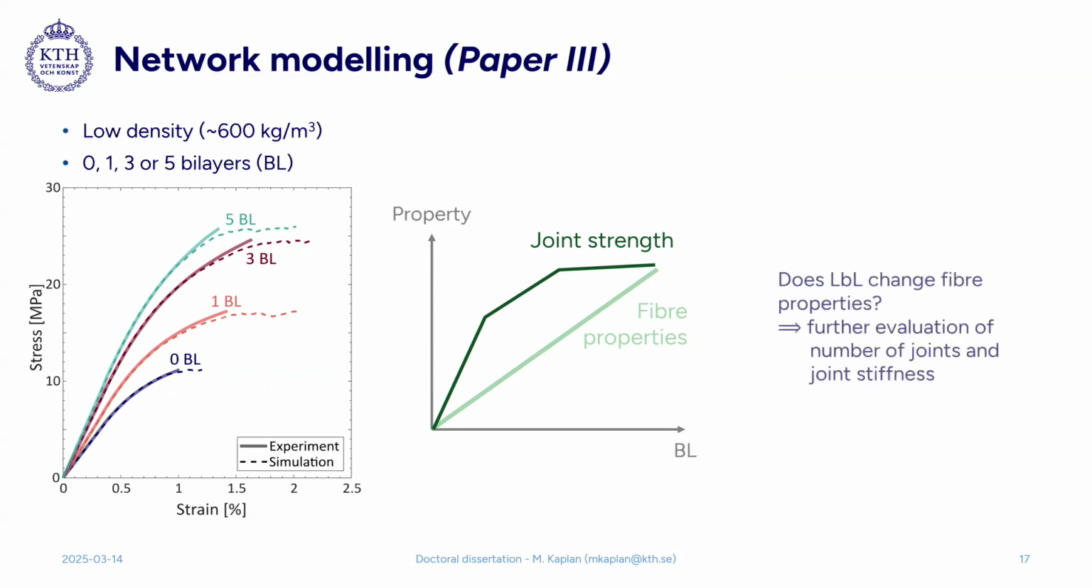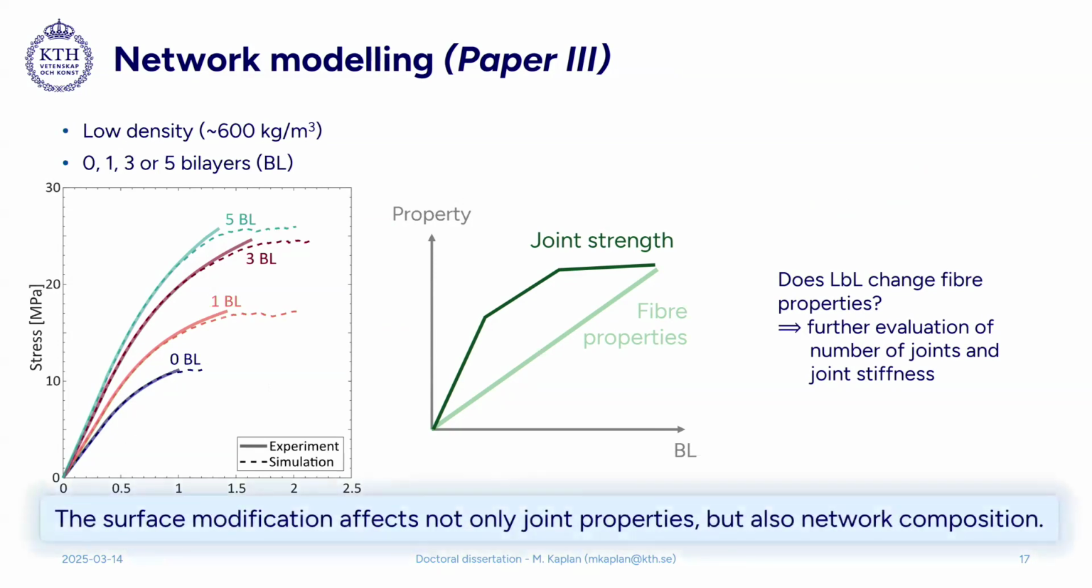So we looked into this further by evaluating if the layer by layer treatment actually influenced something else, like the number of joints formed in the network or the joint stiffness. And what we could say was that the surface modification doesn't only affect the properties of the joints, but also the whole composition of the network. And this is why we see this effect also on the fiber properties, because it's a secondary effect of the network geometry.